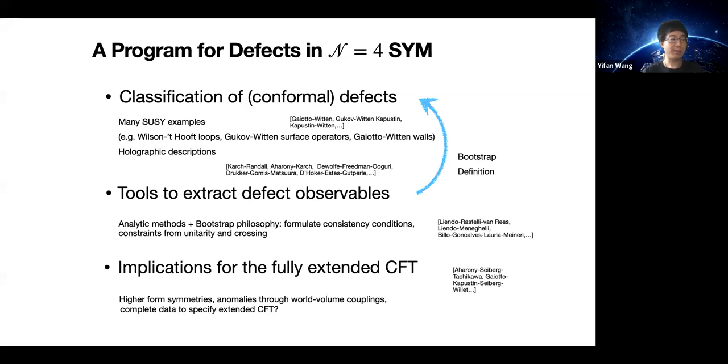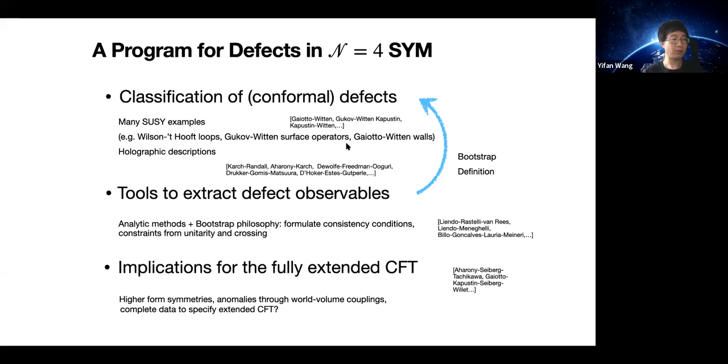In this aspect, there has been lots of progress made in the partial classification of supersymmetric defects in N=4 super Yang-Mills. The canonical examples are the BPS Wilson-'t Hooft loops, the Gukov-Witten surface operators, and Gaiotto-Witten domain walls. And these defects also have descriptions in type IIB string theory in the large N limit, thanks to the work of these authors. This also gives a potential way to classify, at least in the large N limit, defects in N=4 super Yang-Mills by studying solutions to type IIB equations of motion in the presence of suitable sources.